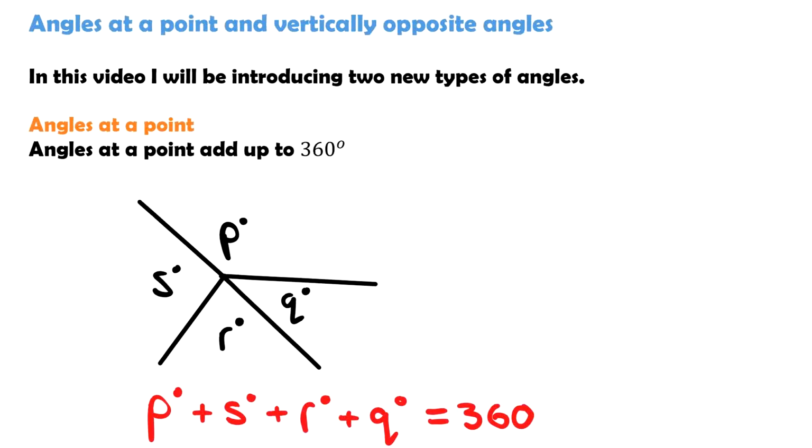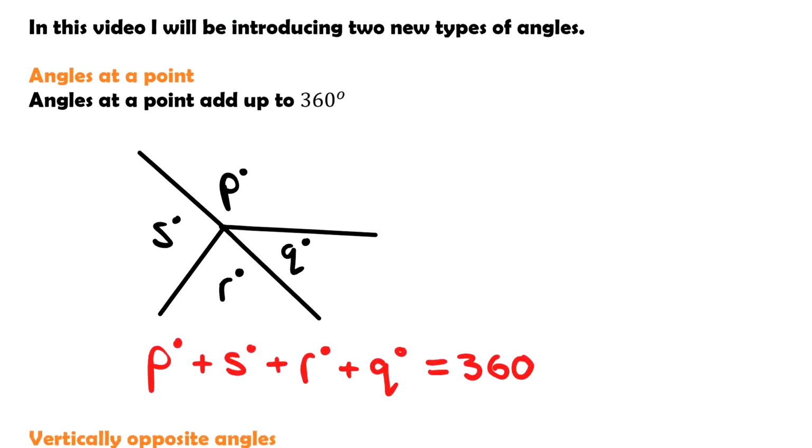In this video, we're covering angles at a point and vertically opposite angles. So in this video, we're introducing those two new types of angles. The first one we're looking at is the angles at a point. Angles at a point add up to 360 degrees. All right, so that's important to note.